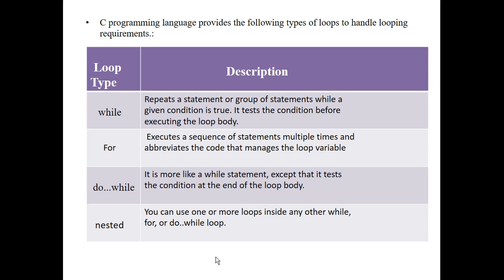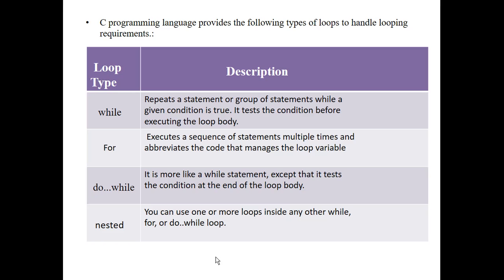Next is the for loop. Here we execute a sequence of statements multiple times, and the code manages the loop variable in an abbreviated form. In the for loop we write different statements, and the loop continues until the condition written in the for statement becomes false.